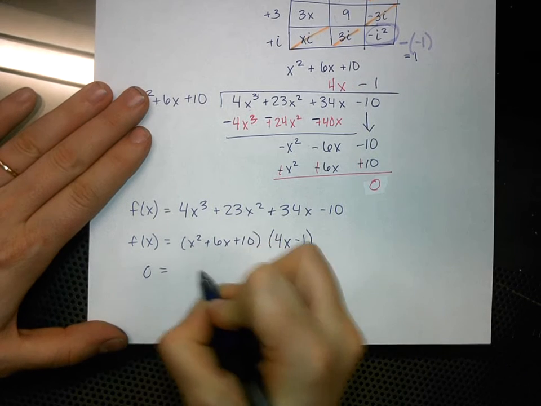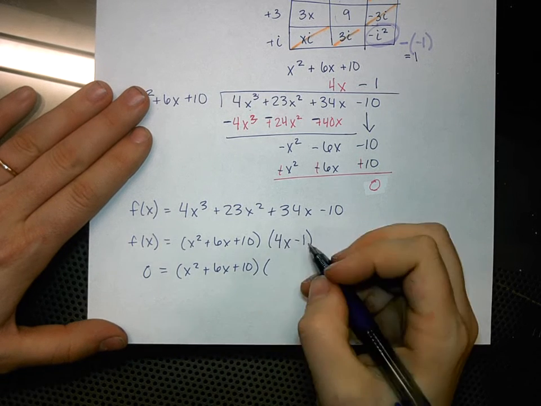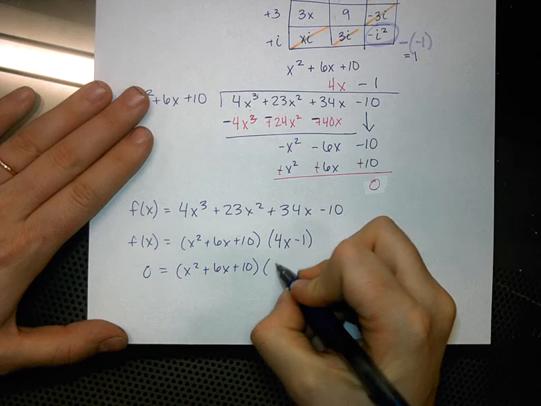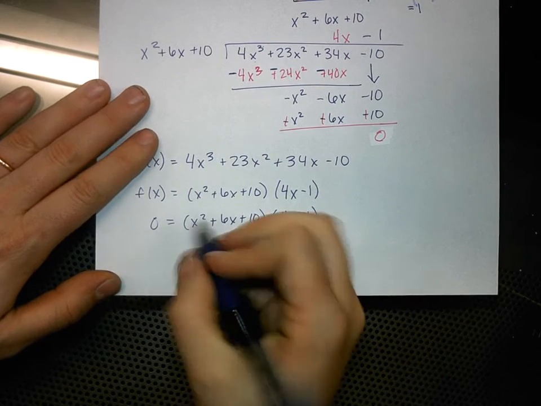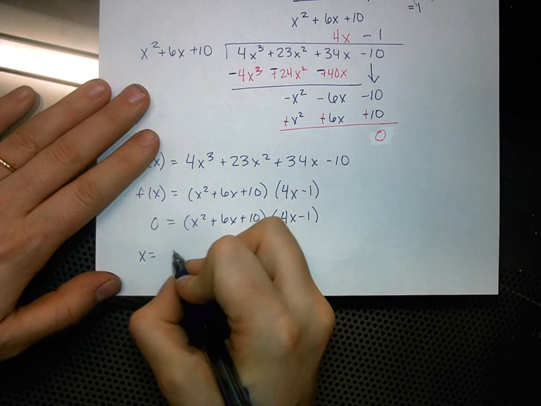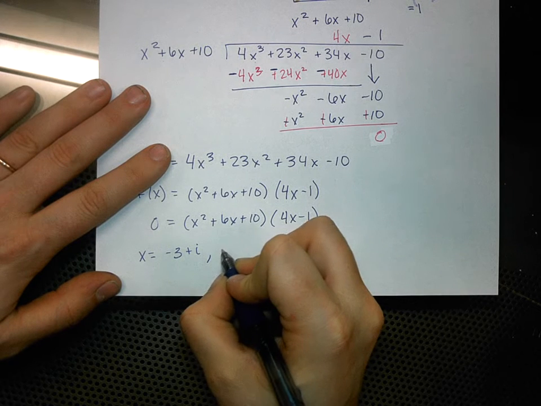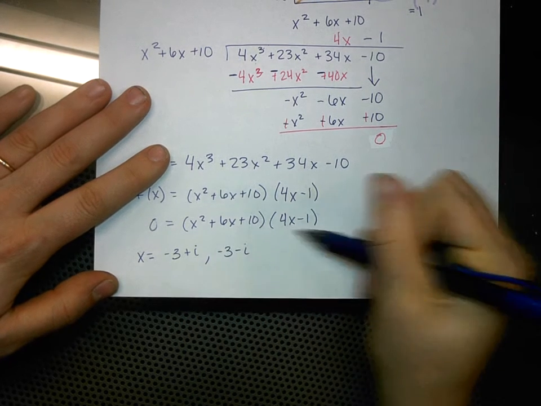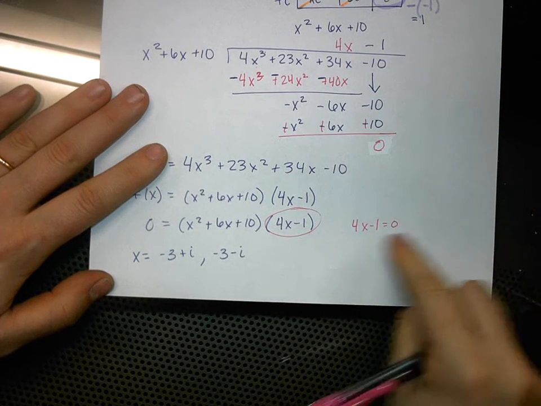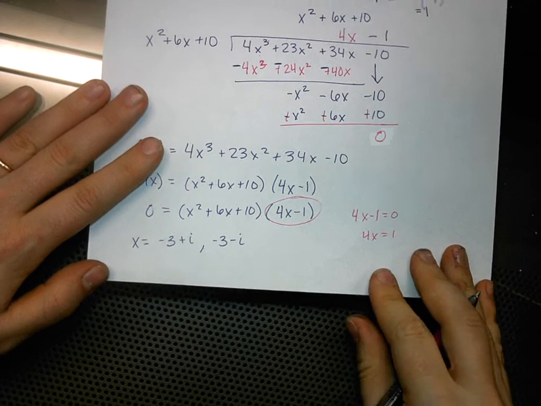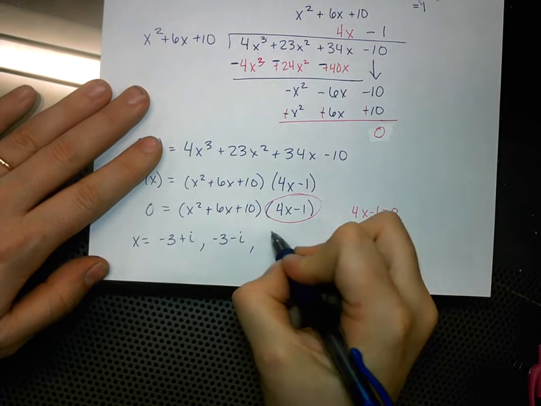If we're finding a zero of our function, we set f of x equal to 0, and then we solve. We already know the solutions for these two are going to be negative 3 plus i and negative 3 minus i. But my third solution will come from this last factor. If I set that equal to 0, I'm going to add the 1 to the other side and then divide by 4. So my third solution is 1/4.